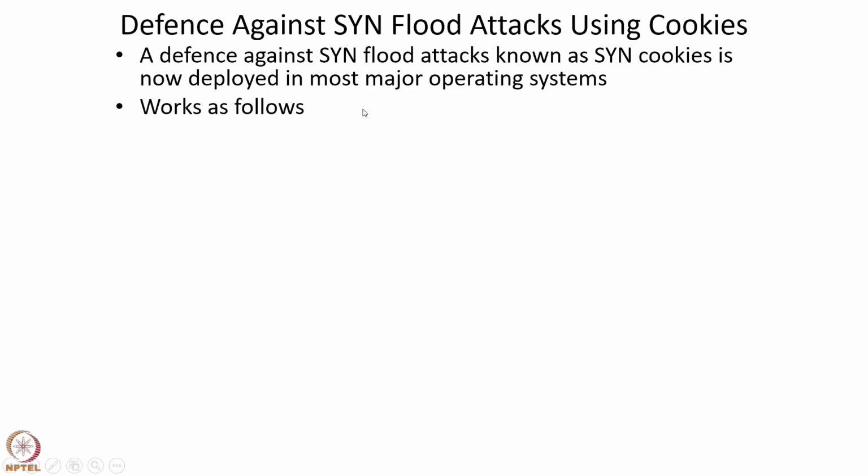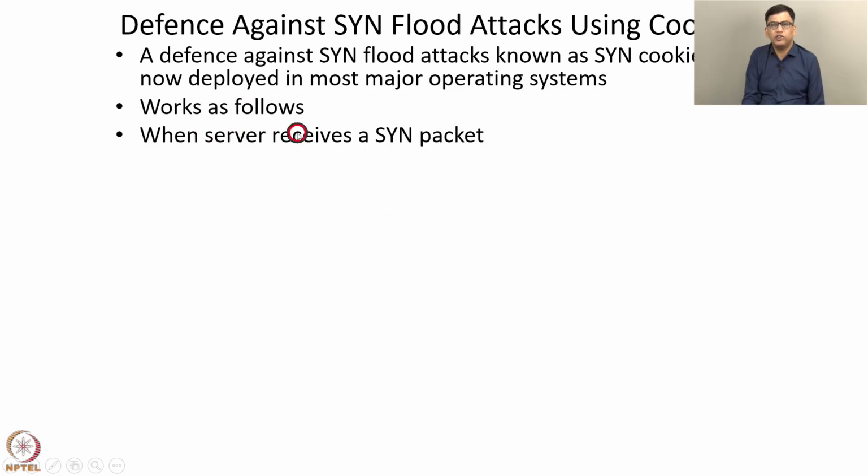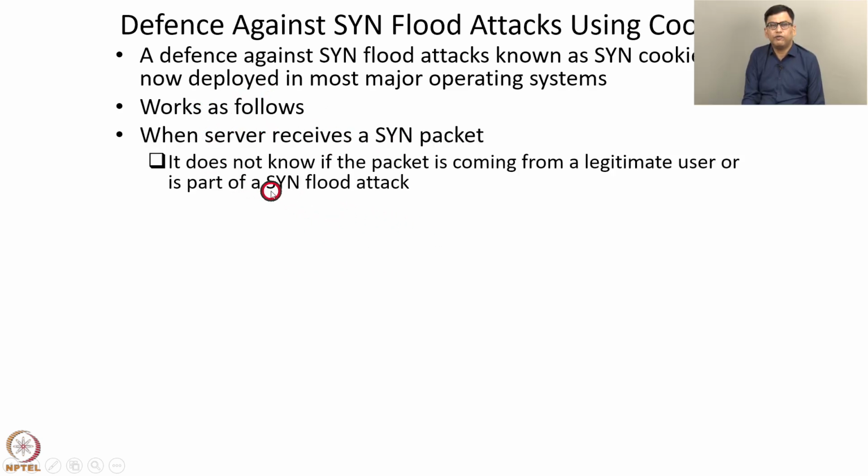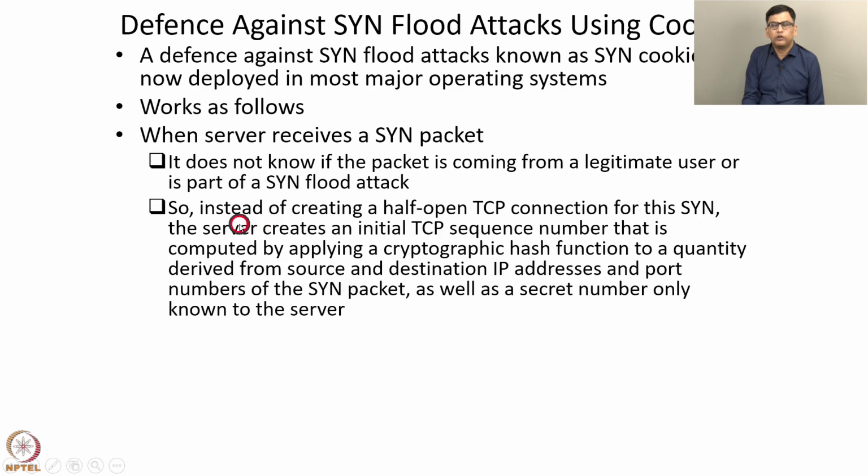So it works as follows. When the server receives a SYN packet, it does not know if the packet is coming from a legitimate user or is part of a SYN flood attack. If it's part of a SYN flood attack, then the server should not allocate resources in response to the SYN packet. But the server does not know which it is. So the server does not create a half-open TCP connection for this SYN. Instead, the server creates a cookie, which is created as follows.